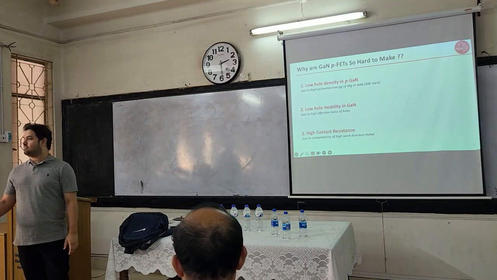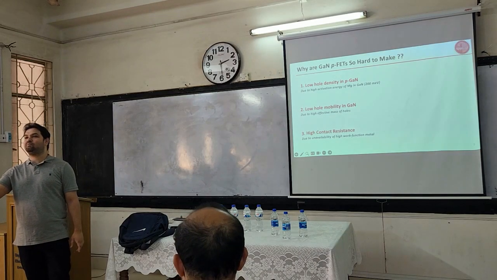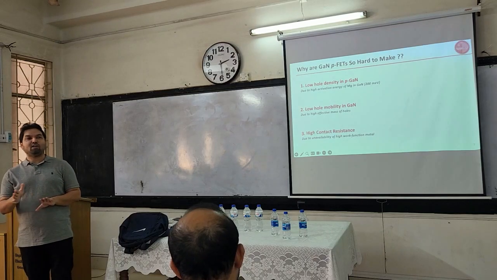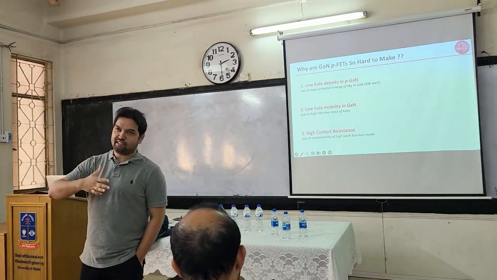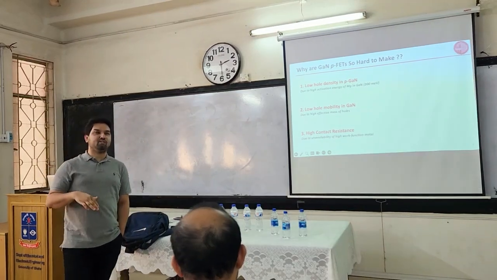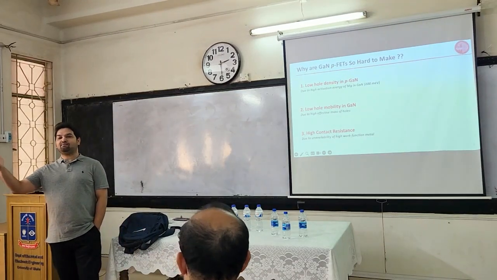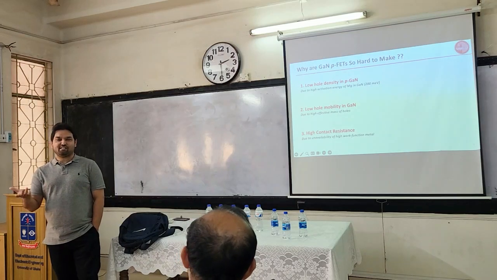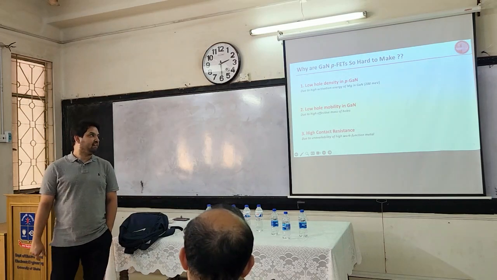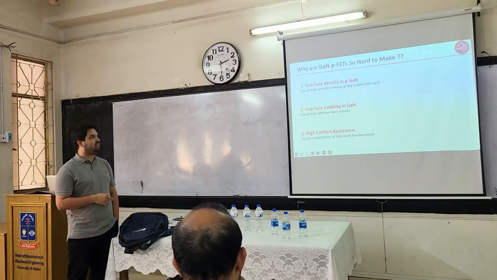So at room temperature, only a fraction of the dopants are activated, around 1 to 2%. Basically, if you dope gallium nitride with magnesium in the range of 10 to the power 18, you will end up with holes in the range of 10 to the power 16, because only 1% is activated. That's a big problem. Okay? So that's number one.